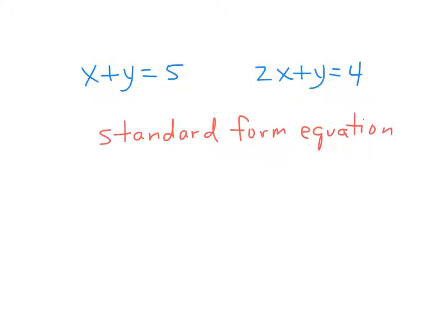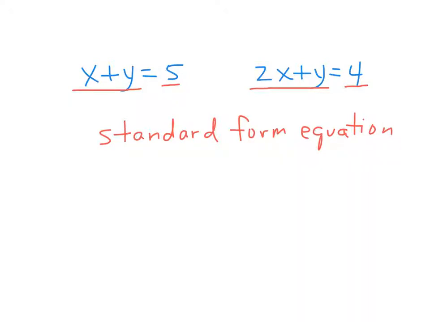First of all, they are known as standard form equations. In order for an equation to be in standard form, one side of the equation has the x and the y in it, and you can see that the left-hand side of both these equations have the x and the y in it, and the other side just has a constant. So these are standard form equations.